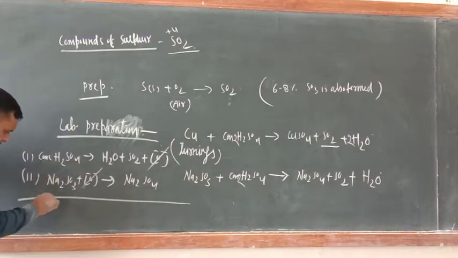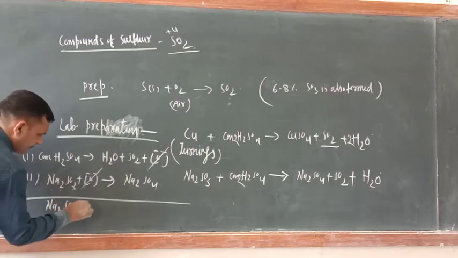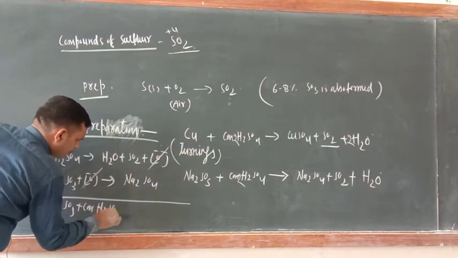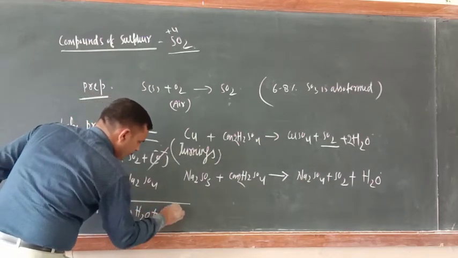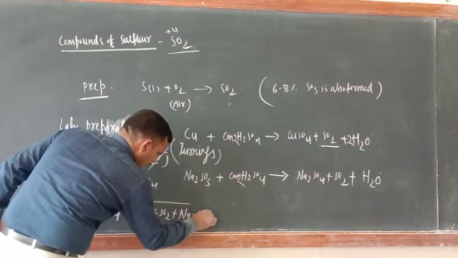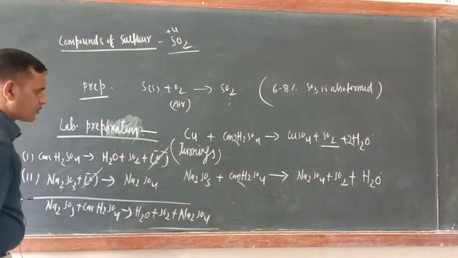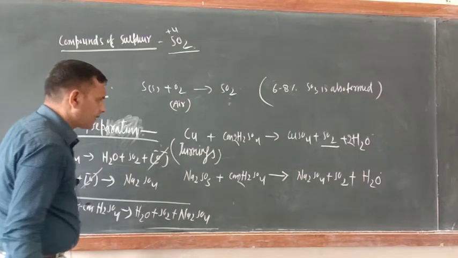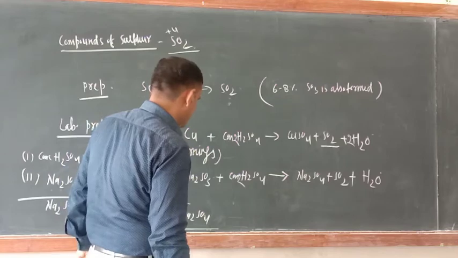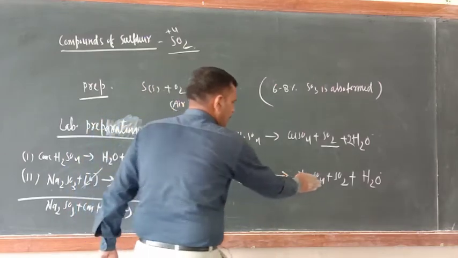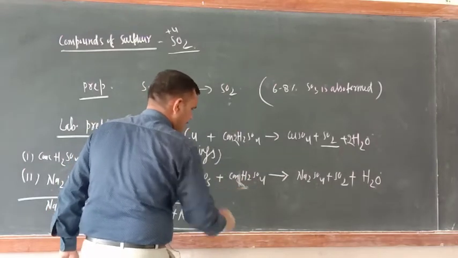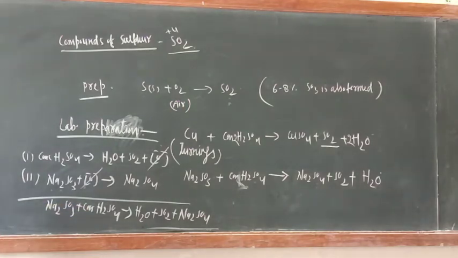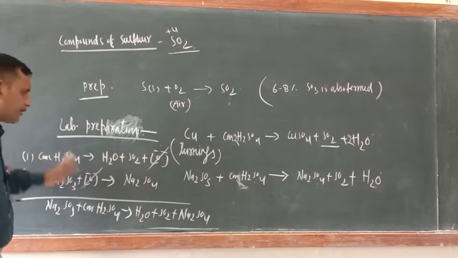Now note down here: Na2SO3 plus conc. H2SO4. Here what is the product? Here H2O plus SO2 plus Na2SO4. Okay, so just try to understand here: 4, 2, 6, 7 oxygen. This side 4, 3, 7. Just see, this reaction is also balanced. In this way also you can write. So this is the laboratory preparation. You can remember this one.